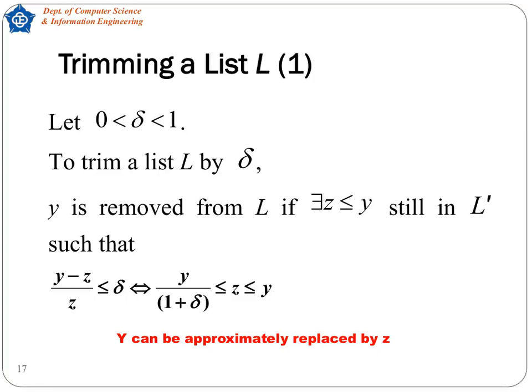The key takeaway: any value y whose nearest predecessor z differs by at most delta can safely be removed. This pruning keeps the list size small while preserving an approximation within a factor of 1 plus delta.